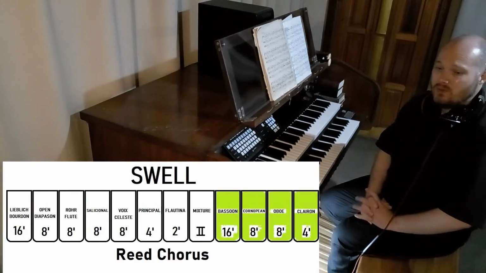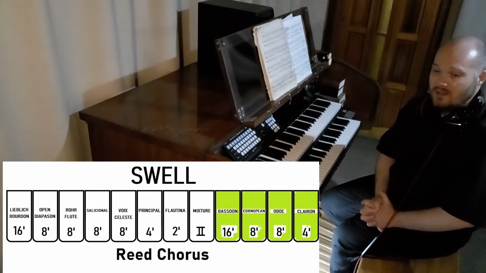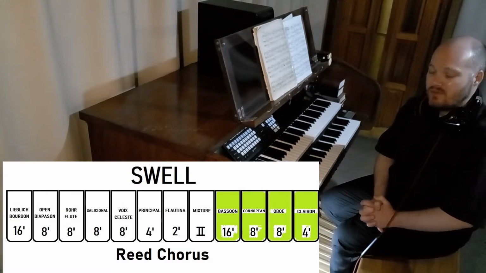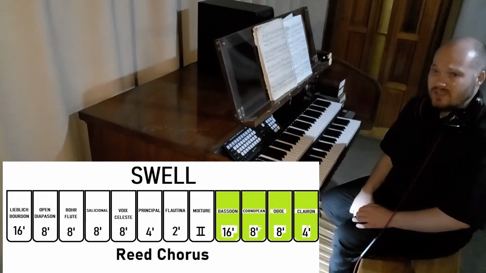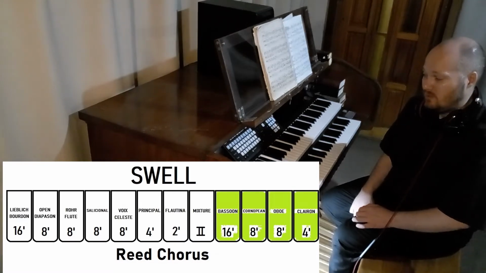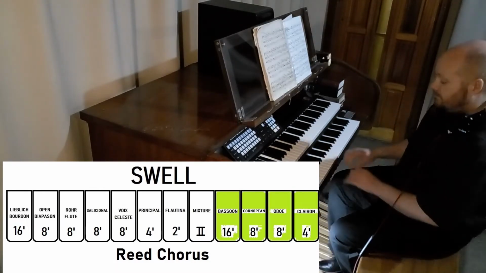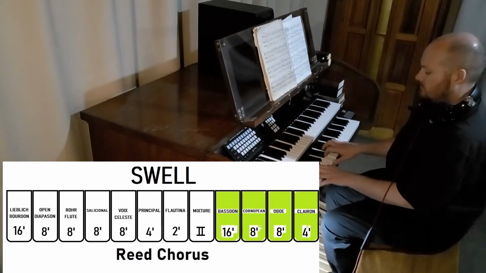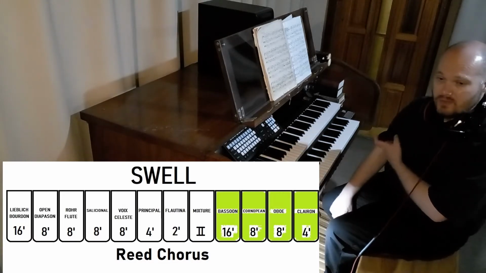Next we have the reed chorus. This consists of 16, 8 and 4 foot reeds. It is very rarely encountered that we have a 2 foot reed. I, of course, on my sample set do not have all 4 of them on the same manual, so I'll be coupling the swell to the great. That is the reed chorus.